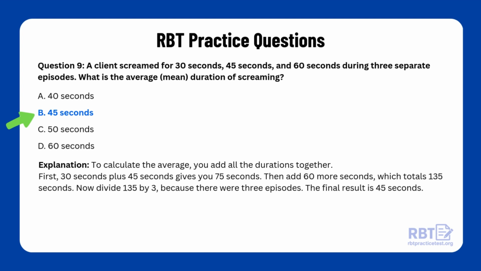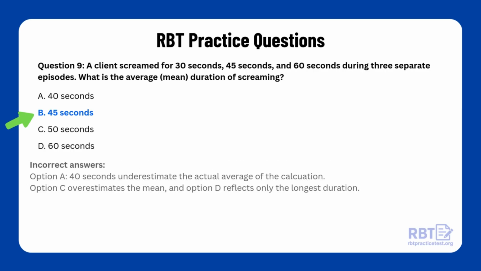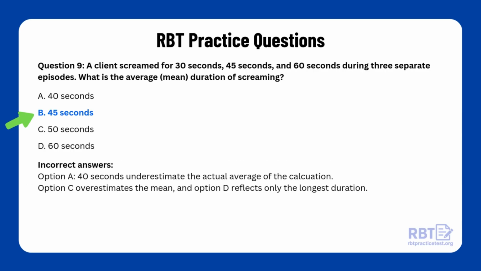First, 30 seconds plus 45 seconds gives you 75 seconds. Then add 60 more seconds, which totals 135 seconds. Now divide 135 by 3, because there were 3 episodes. The final result is 45 seconds. Now for the wrong answers. A is incorrect because it underestimates the actual average. C overestimates the mean. And D reflects only the longest duration. The most accurate calculation leads us to 45 seconds.